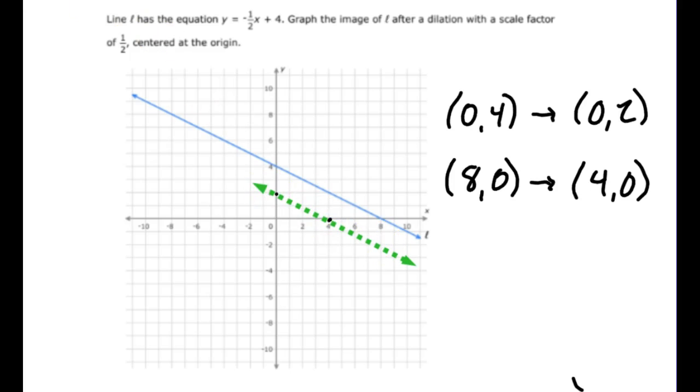The equation for this new line would be y equals, the slope doesn't change, so this would still be negative 1/2 x. And now if we look, our y-intercept is 2. So negative 1/2 x plus 2.